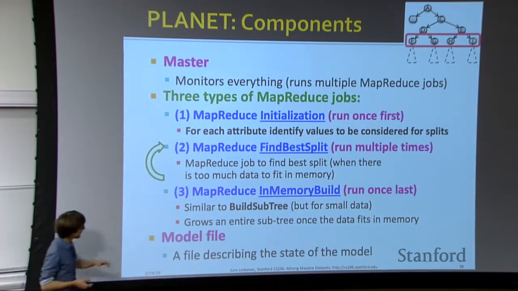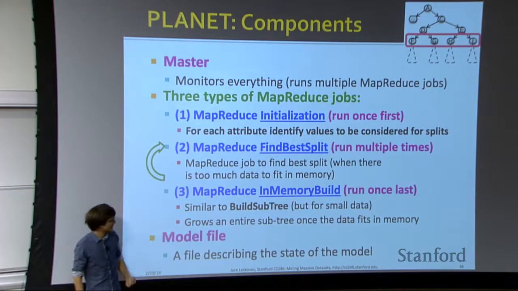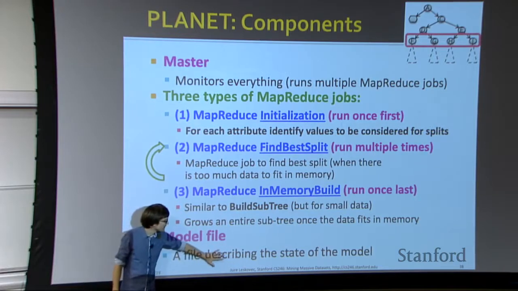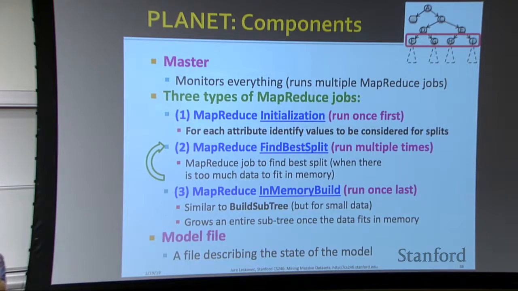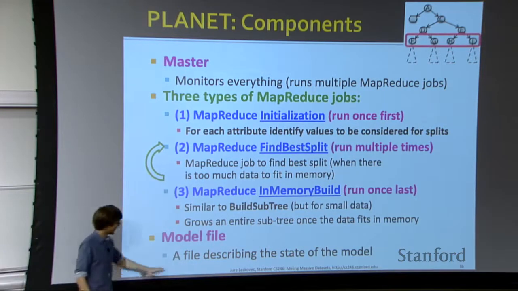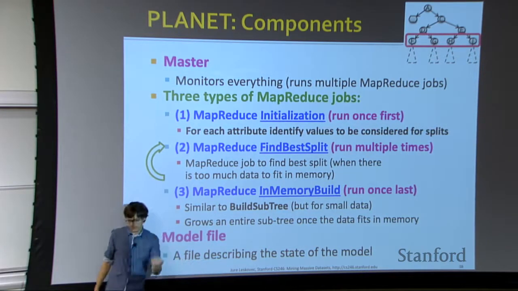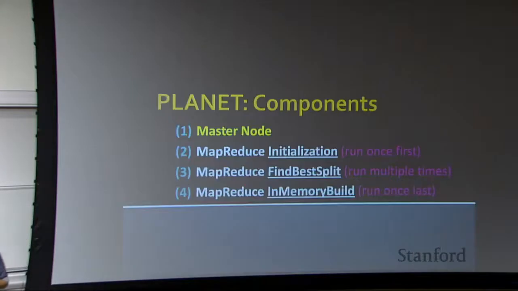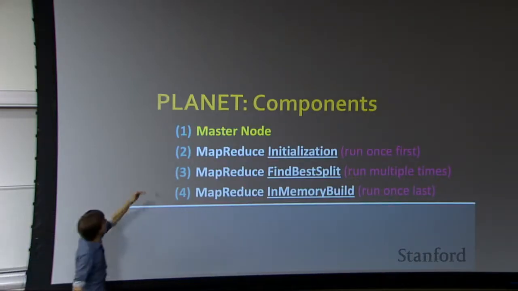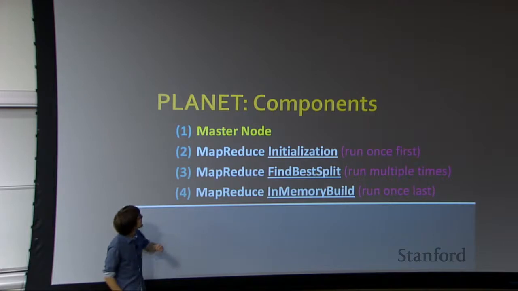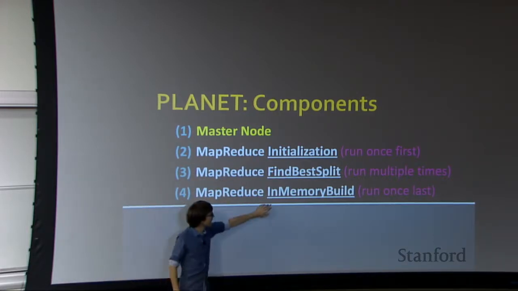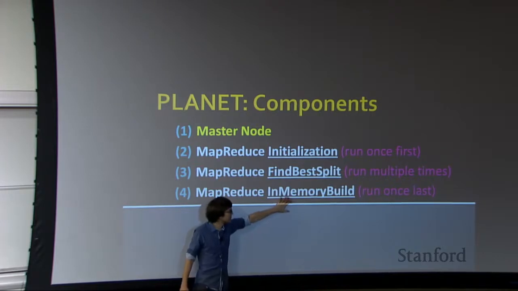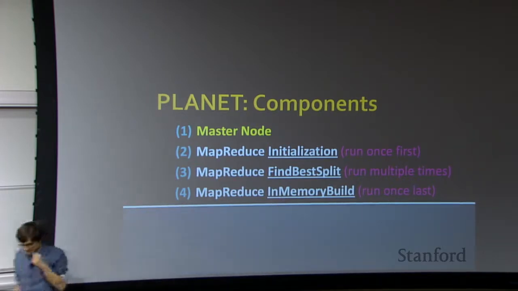Okay? And then, right, what's the output? The output is the model file, a file that describes the state of the model, meaning the structure of the tree and the split values and split attributes as we move down. Good. So let me now go through all these four steps, right? Master node, initialization, find best split, and then this kind of optimization that is called in-memory build.